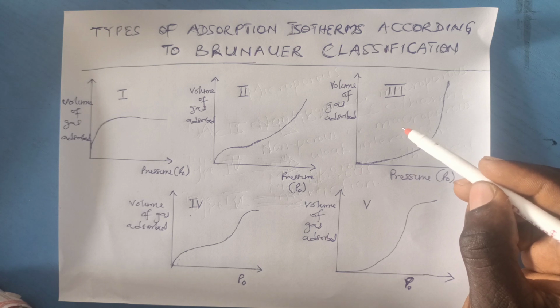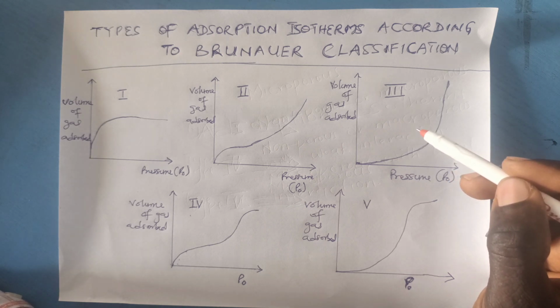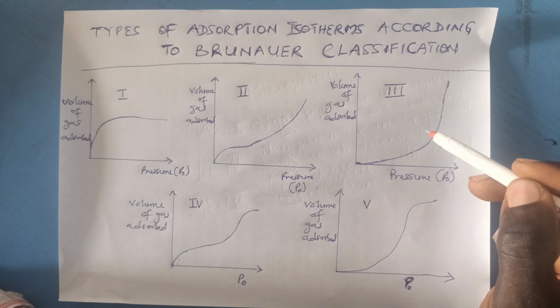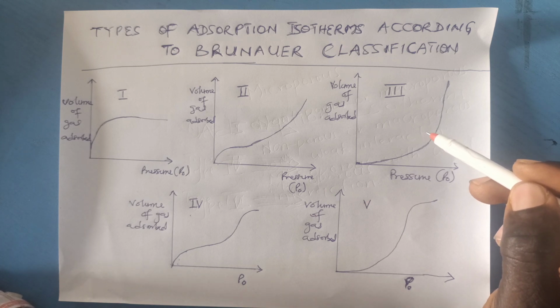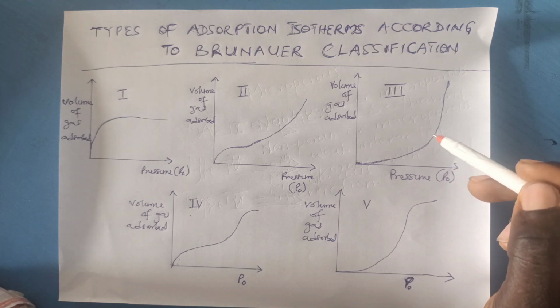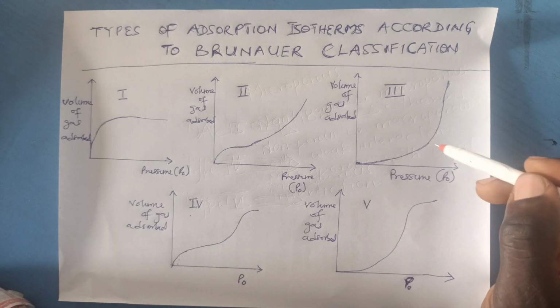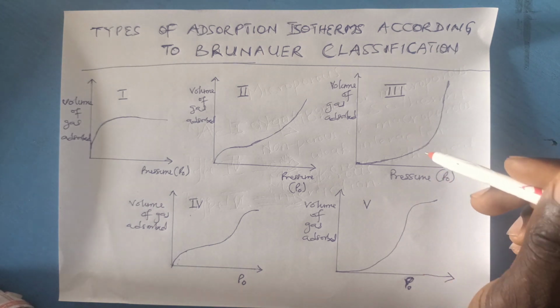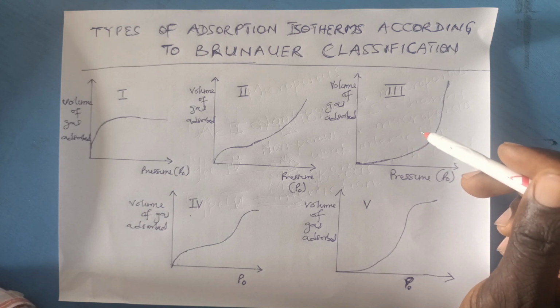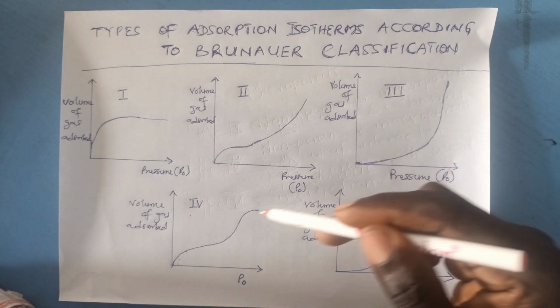I go to adsorption isotherm 3. Adsorption isotherm 3 is obtained when the interactions between the adsorbent and the adsorbate are weak. That is when you have this kind of adsorption isotherm. So the information about monolayer coverage or formation cannot be provided with this type of adsorption isotherm. I hope you understand my explanation. If you do, I go to adsorption isotherm 4.